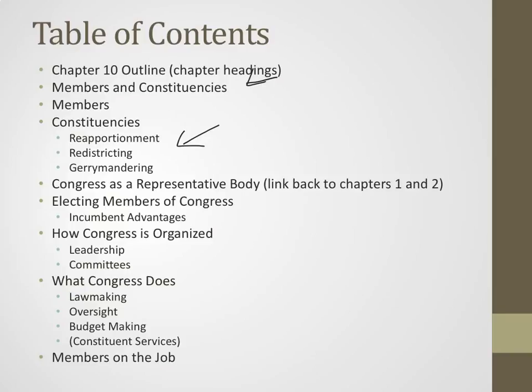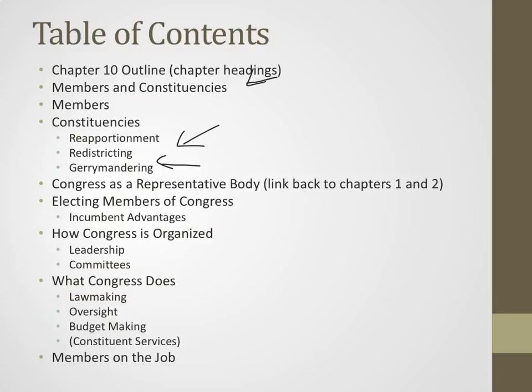You cannot gerrymander based on a discriminatory factor. You can't discriminate against somebody because of their race, religion, whatever. That would be violating the one-man, one-vote rule. Remember how the Supreme Court and some of those court cases that we looked at really focused in on that.